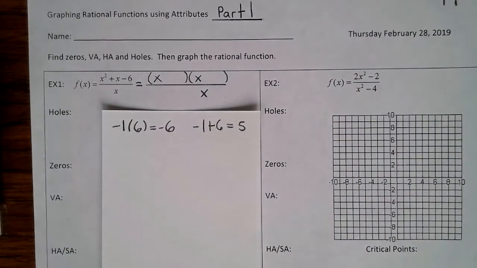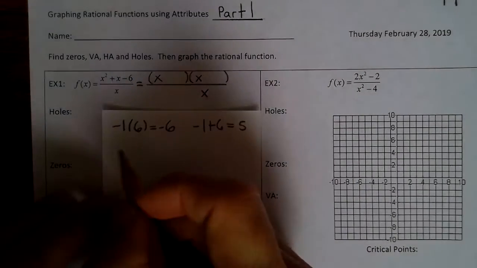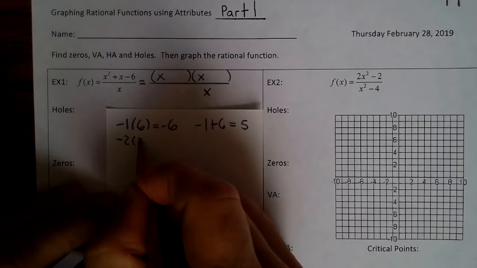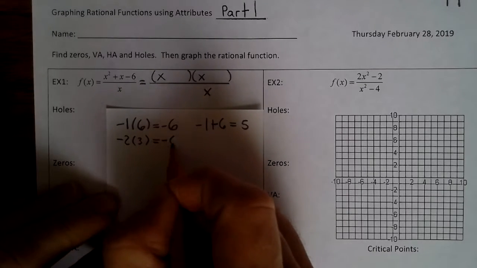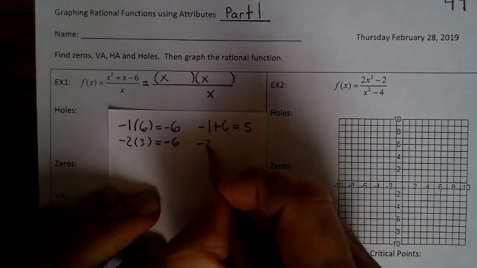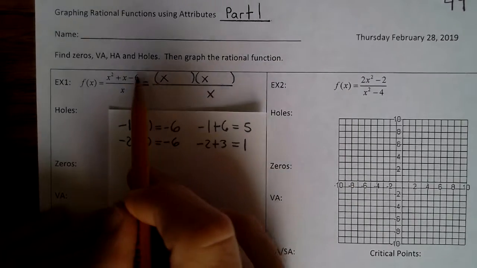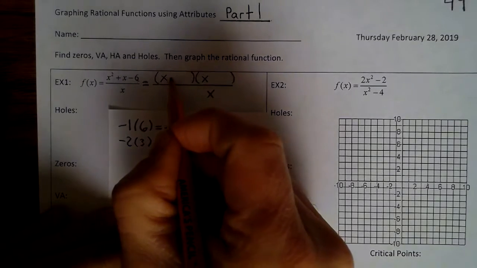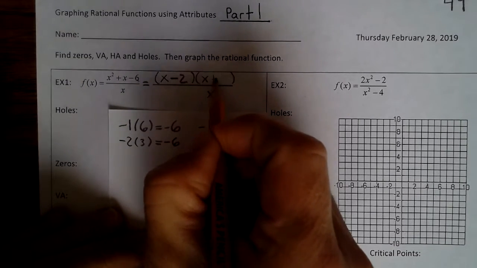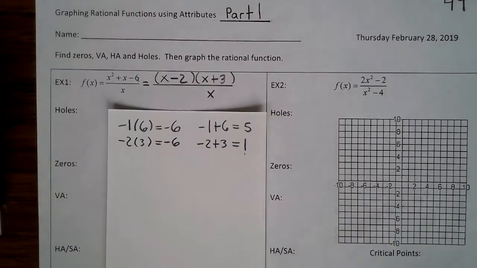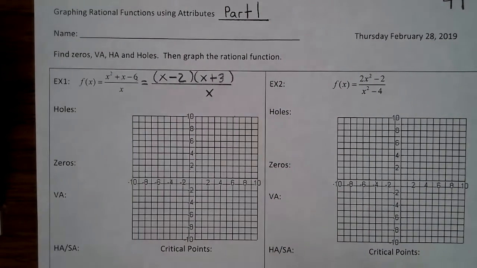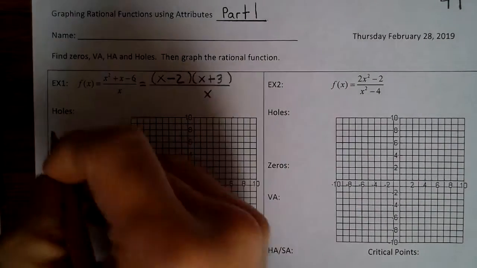All right, now let's try -2 times 3 is -6. -2 plus 3 equals 1. So they multiply to be -6, combine to be 1. Factors are x minus 2 and x plus 3. All right, now nothing divides and becomes 1, so there's no holes.